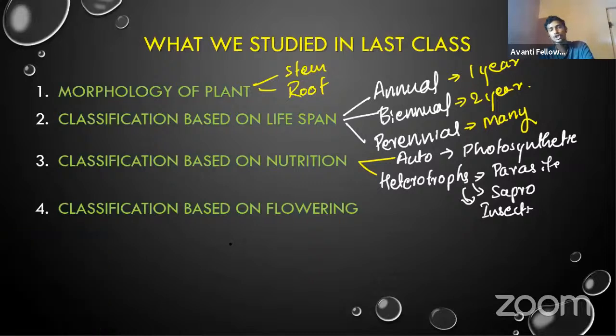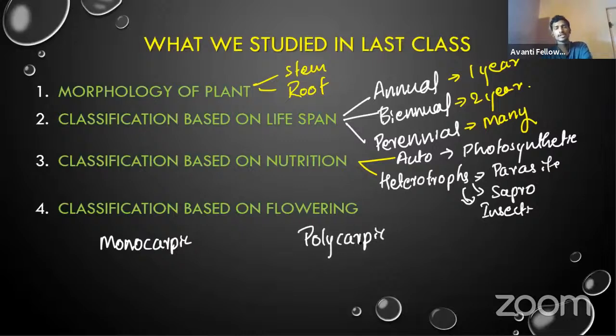That is the classification based on flowering. We made two classifications: one is monocarpic and the second one is polycarpic. This is simple. What's the meaning? Mono means single, you know that. Carpic means flowering. Probably you heard the term carp, carpus, everything that is related to the ovary and the fruit.